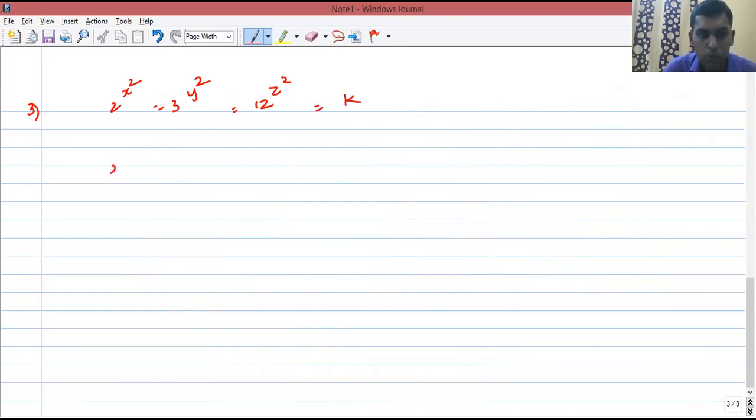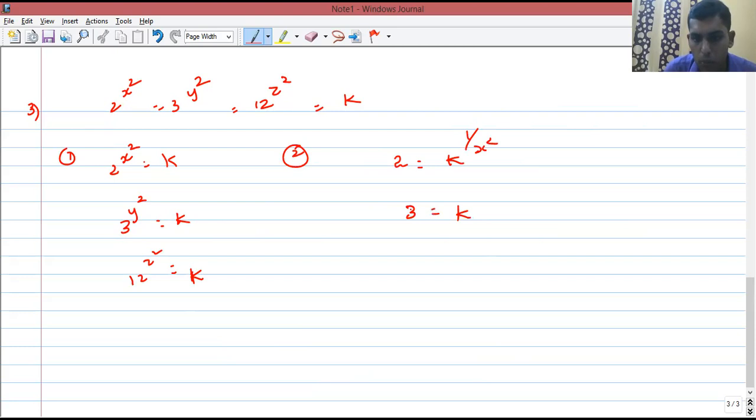Then 2 power x square is equal to k, 3 power y square is equal to k, 12 power z square is equal to k. The second step is to take the powers to the opposite side. It will be 2 is equal to k power 1 by x square, 3 is equal to k power 1 by y square, 12 is equal to k power 1 by z square.